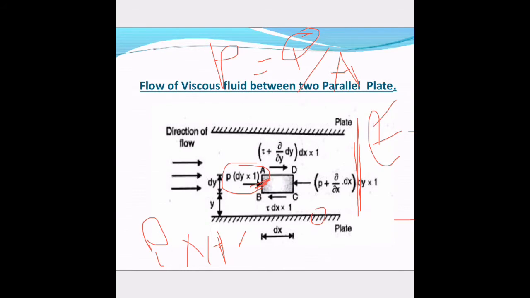Yes. Pressure force: already, pressure equals force per unit area, so pressure force will be pressure into area. Pressure is given by P and area is given by dy into 1. So pressure force will be P into dy into 1. Okay? Is that clear to you?